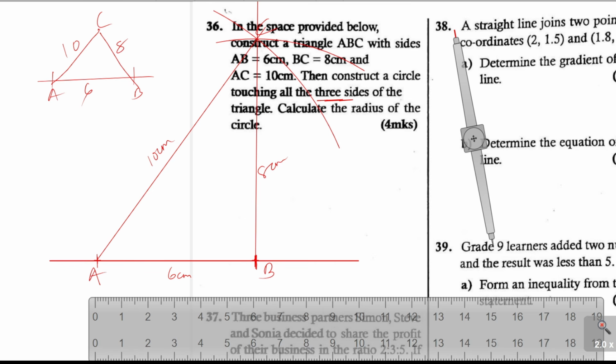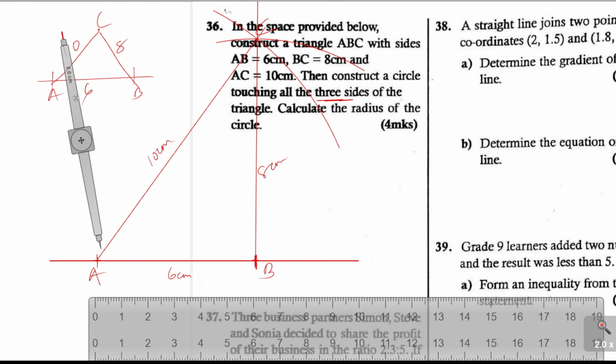Now, construct a circle that touches all the three sides. You're inscribing that circle inside this triangle. You're going to bisect any two angles. Then those two bisectors, where they meet, that will be the center of the circle. This is the procedure for inscribing a circle, or simply constructing a circle whereby that circle touches all the three sides of the triangle.